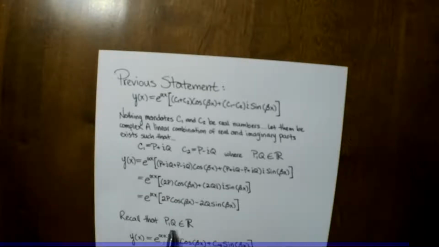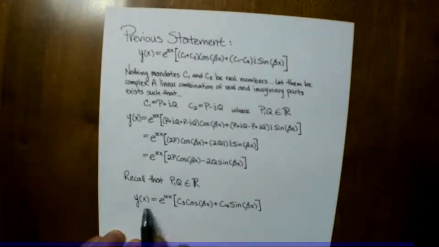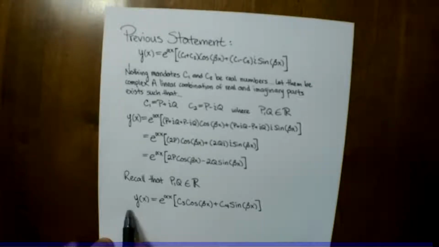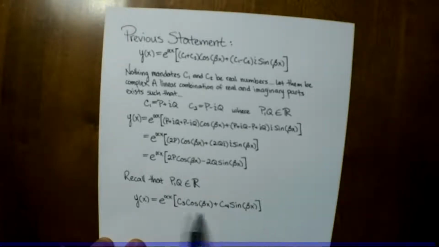And since P and Q are an element of real numbers, we may then express a general form for y of x as e to the alpha x times the quantity of some unknown coefficient times the cosine of beta x plus a second unknown coefficient times the sine of beta x. So we will use this as our general form for approaching imaginary roots.